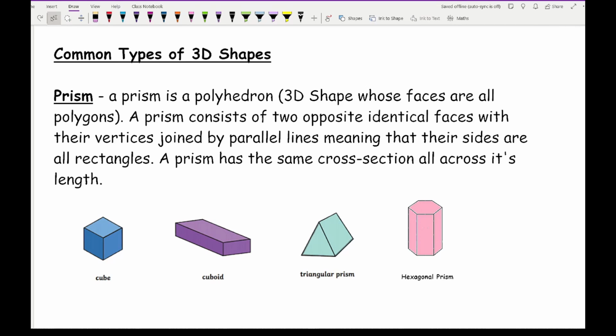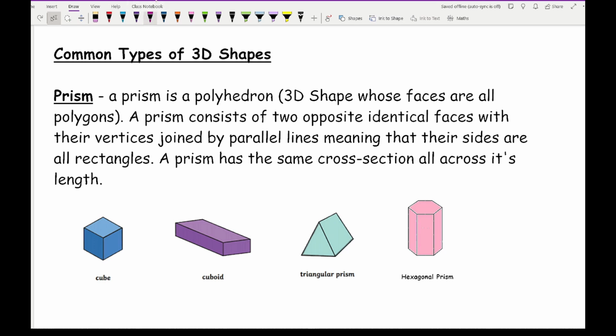Now a common type of 3D shape is what we class as being a prism. A prism is a polyhedron, which is a 3D shape whose faces are all polygons, and again, the definition of a polygon is a shape with straight sides only. Now a prism consists of two opposite identical faces with their vertices joined by parallel lines, meaning that their sides are all rectangles. In some cases they can be a square, but that again is quite a rare case for a prism. And a prism has the same cross-sectional area all across its length.